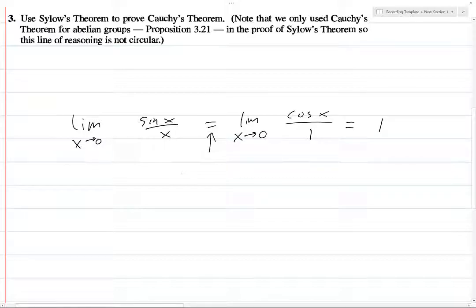So here we've used L'Hopital, or there might be an S in there, I don't know. I think there is an S in there. S? Question mark?